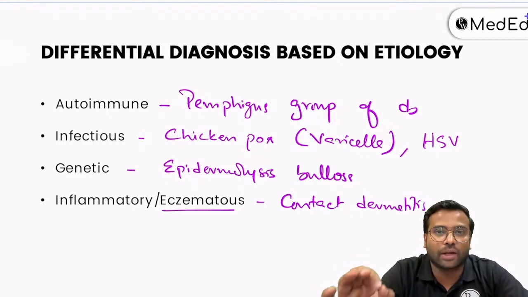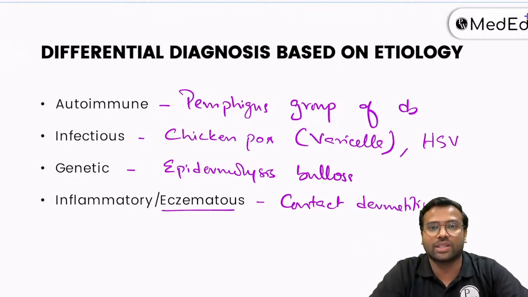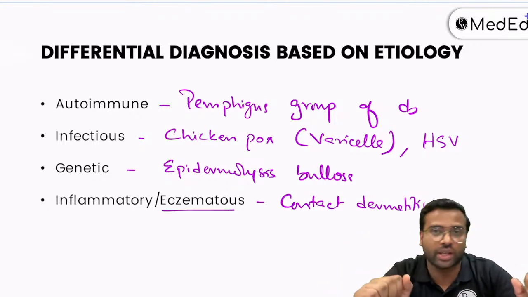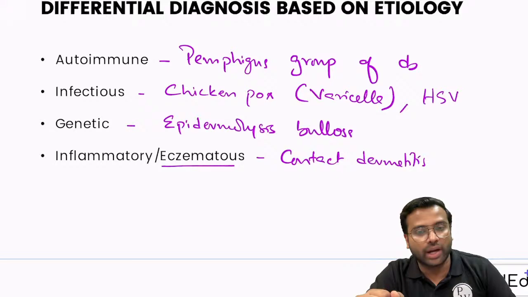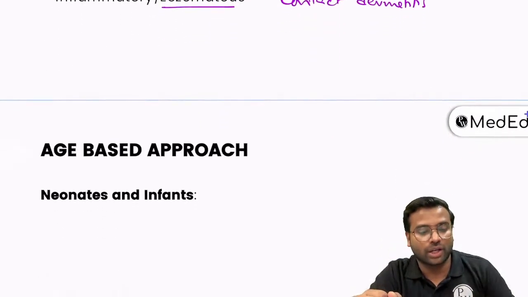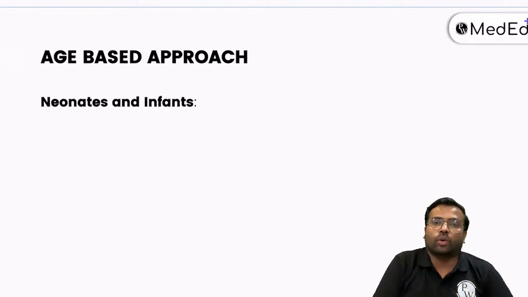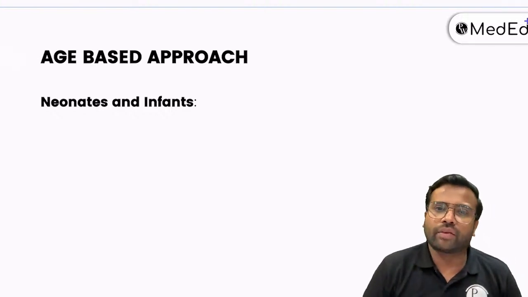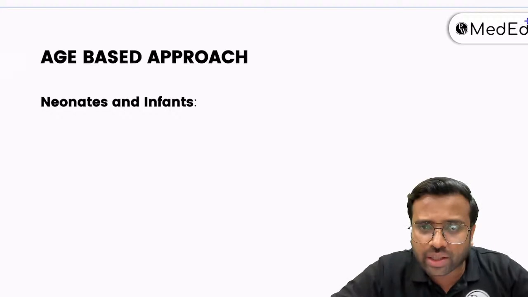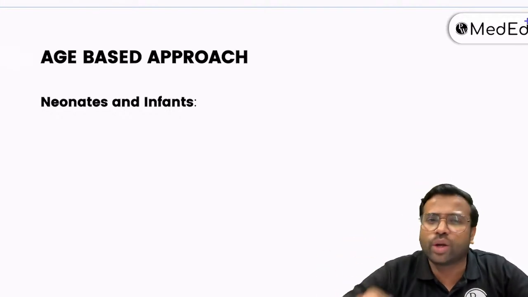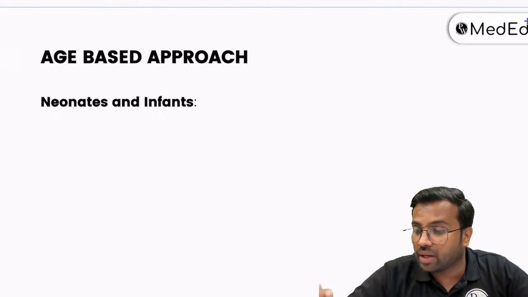Let us try to always keep the age as a differentiating factor. Okay, that makes it a little more easier. So now let us go according to the age. So now what we are going to do is go into an age based approach. Like a patient is having a vesiculo-bullous lesion. Now the age of the patient is a newborn, a neonate, or an infant.